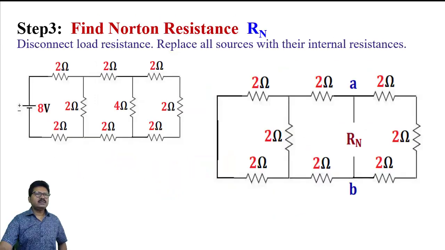Now we have to find Norton resistance. To find Norton resistance, what you need to do? We will disconnect the load resistance and we will replace all sources with their internal resistances. So we have replaced this 4 ohm, see here, and we have replaced this 8 volt supply with the shorted path. Now the resistance between the points A and B is Norton resistance. So I will calculate the Norton resistance from this circuit.